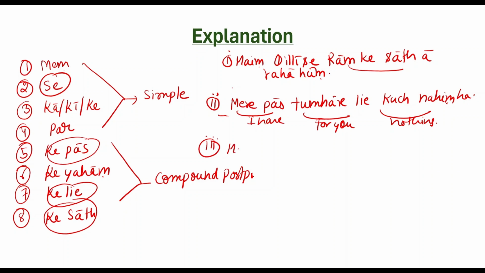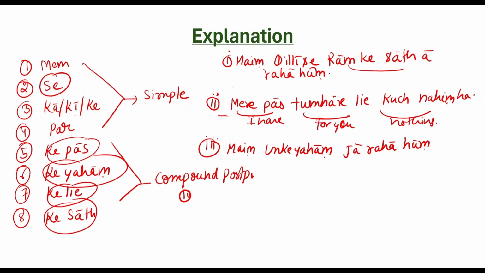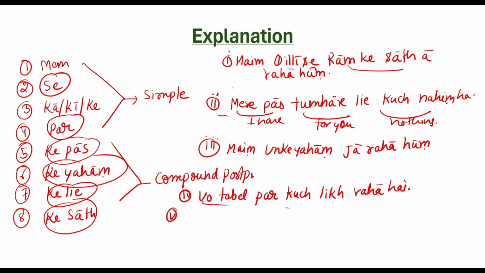Right? मैं उनके यहाँ जा रहा हूँ. I'm going to their place. Let's make one with पर. वो टेबल पर कुछ लिख रहा है. He's writing something on the table. Table पर.